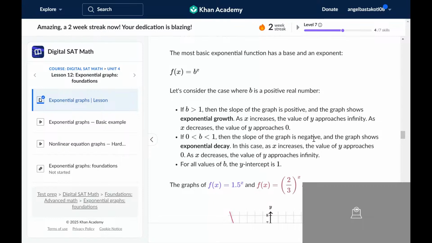When the graph starts looking like this, as x increases, y approaches infinity, faster and faster. As x decreases, the y value approaches 0.